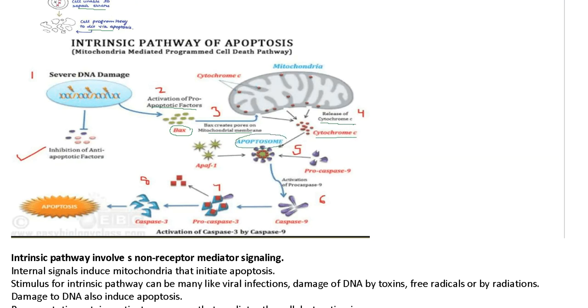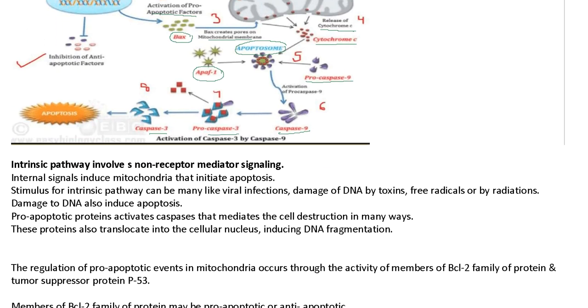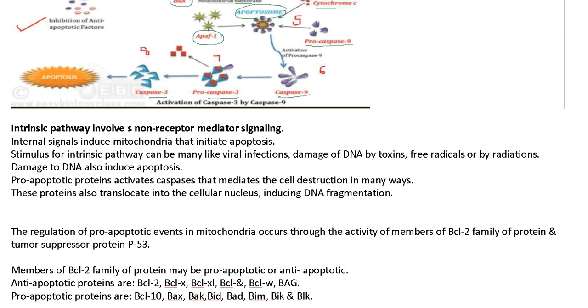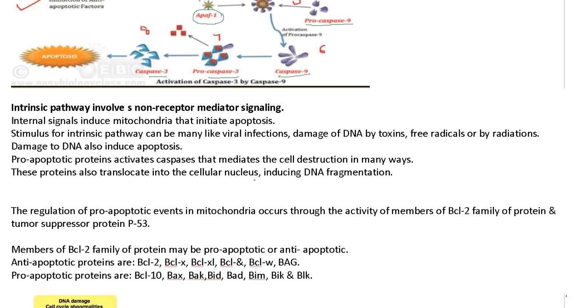after which apoptosome will be formed. This cytochrome C will interact with APAF1 and form apoptosome. The apoptosome will react with procaspase 9 and form caspase 9. Caspase 9 will activate procaspase 3 and form caspase 3. So 9 is the initiator and 3 is your executioner. So it is non-receptor mediated signaling in the intrinsic pathway where mitochondria is involved.